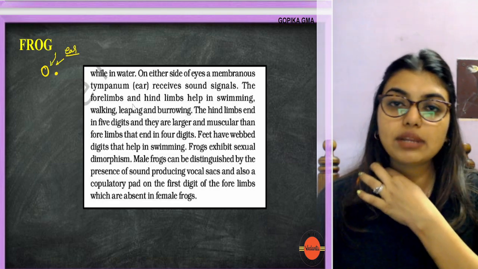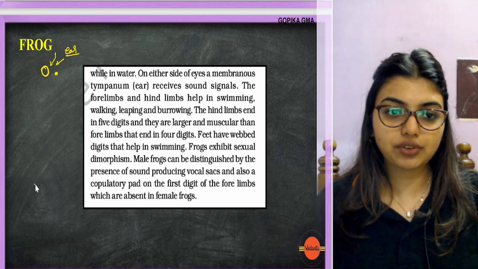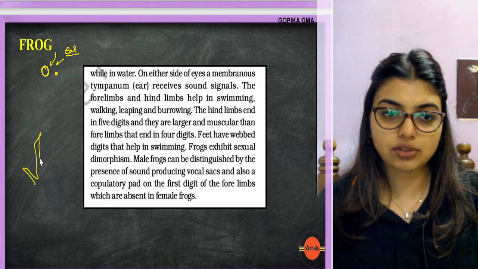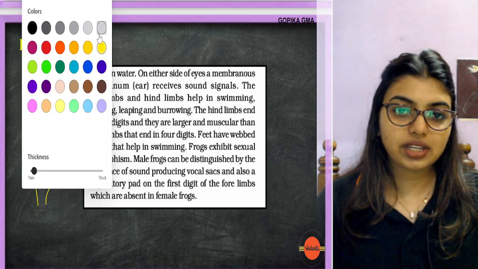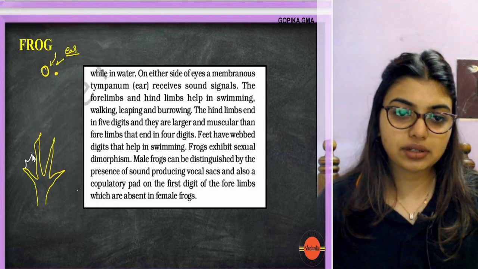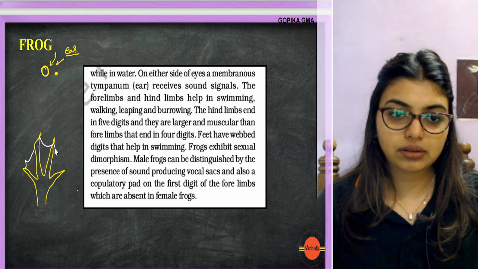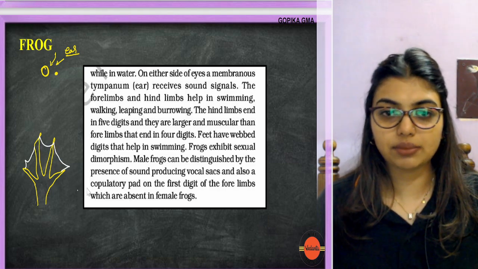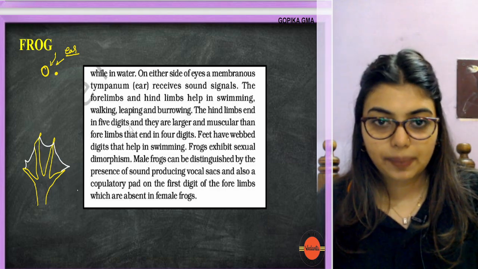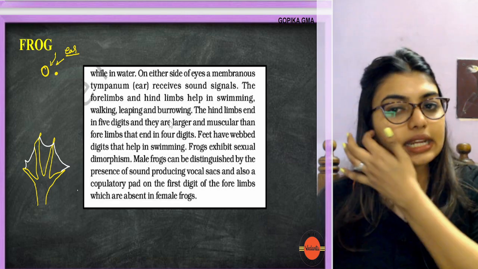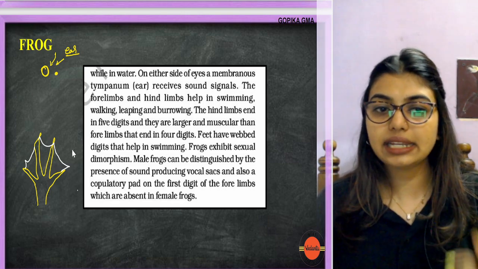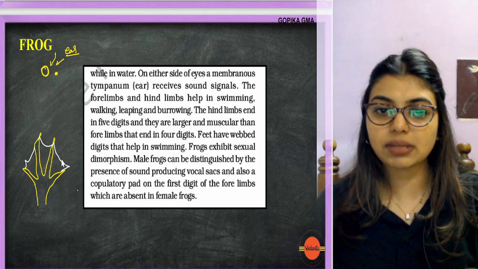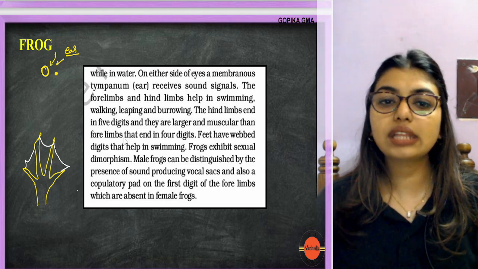Now forelimbs and hind limbs also they have, students. All of you can remember the forelimbs and hind limbs of frog. I'm not drawing like this, but it is the pen that is drawing like this. Okay, now it is webbed. This is your forelimbs. Now look here, the forelimbs and the hind limbs help in swimming, walking, leaping and burrowing. The hind limbs end in 5 digits and they are larger and more muscular than forelimbs, which end in 4 digits.